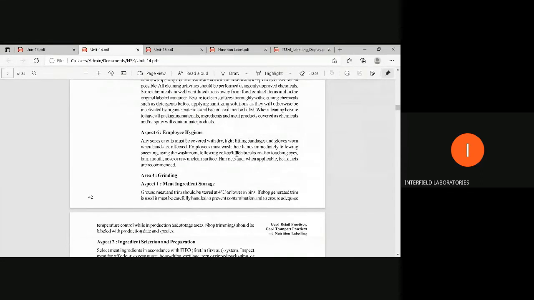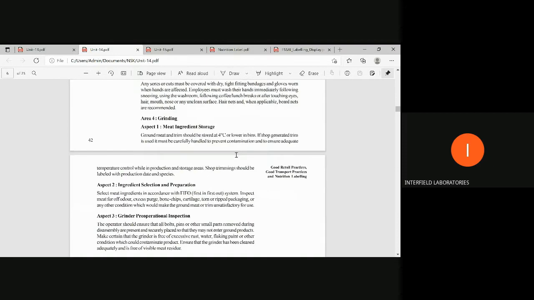Now, employee hygiene. Any sores or cuts must be covered with dry, tight-fitting bandages and gloves worn when hands are affected. Usually, such employees should not be allowed to participate in food operations, but if they must be allowed to, all the cuts must be covered with dry, tight-fitting bandages and gloves should be used. Employees must wash their hands immediately following sneezing, using the washroom, following coffee and lunch breaks, etc. Hair nets and beard nets should be used.